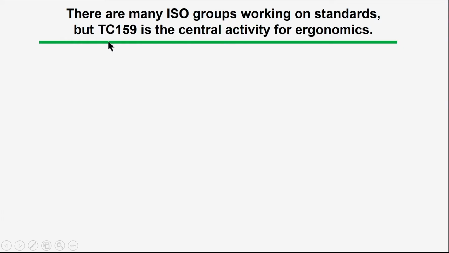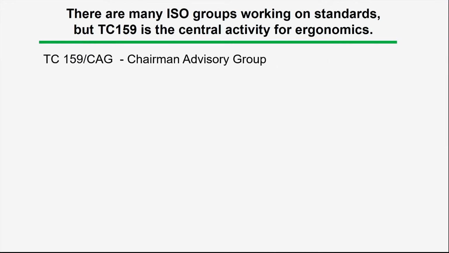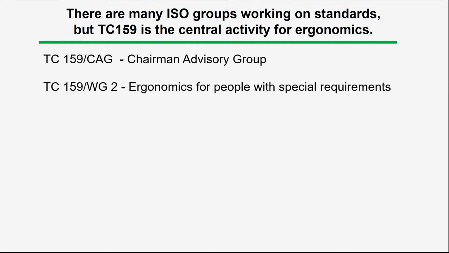Within the International Standards Organization, there are a number of places where human factors and ergonomics work happens. I mentioned earlier Technical Committee 22, and in fact, there are many other applications where human factors activities occur. However, the central activity is within Technical Committee 159, whose name is Ergonomics. So let me give you a sense of the groups within ISO TC 159 and what they're doing. There's a Chairman's Advisory Group. There's a special working group on ergonomics for people with special requirements.